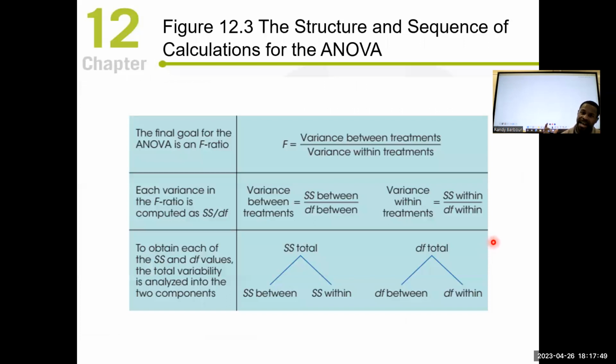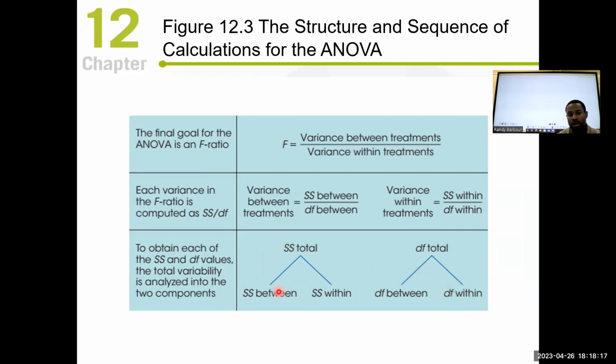All right. So again, as we talk about the structure, one of the first things that we have to calculate is this bottom row down here, right? We have to calculate our sum of squares total, which is then broken up into our sum of squares between groups and our sum of squares within group. Then we also need our degrees of freedom: degrees of freedom for total, degrees of freedom for the between, and degrees of freedom for the within. And I'll show you how to calculate each of those, okay?